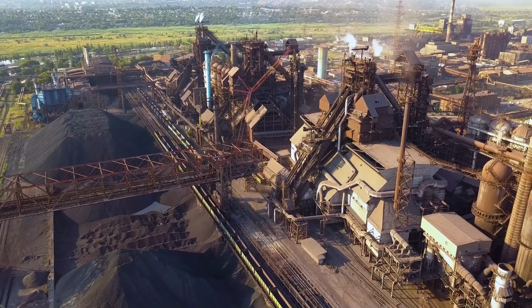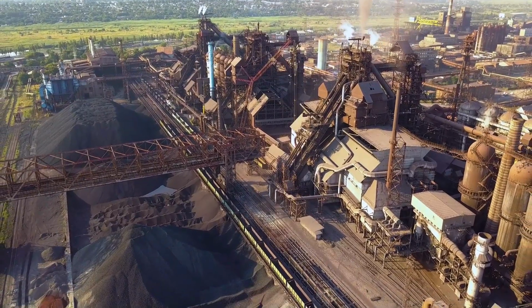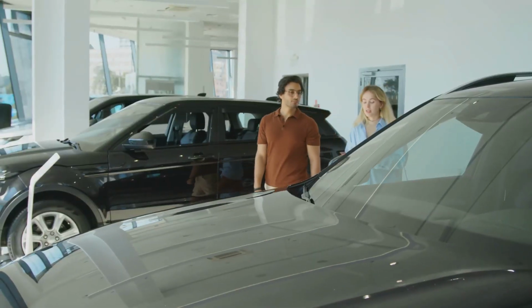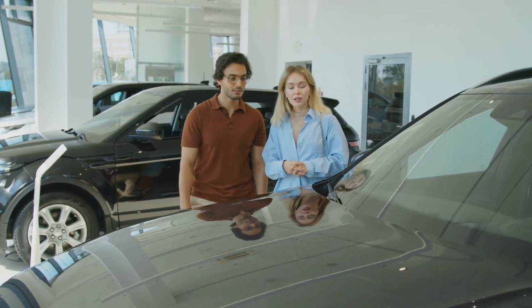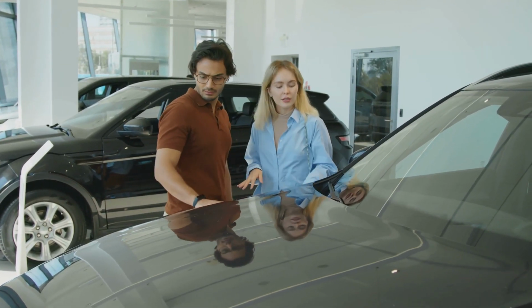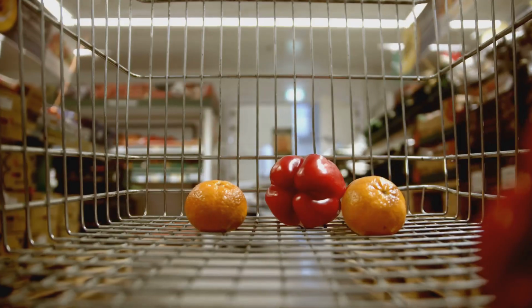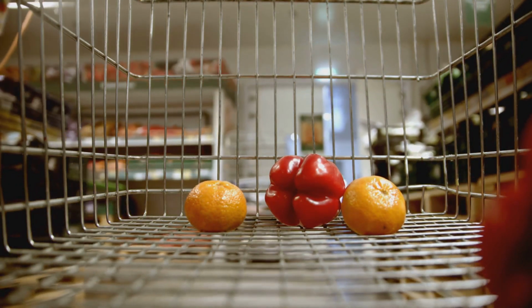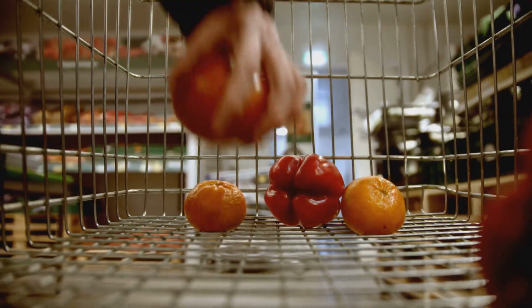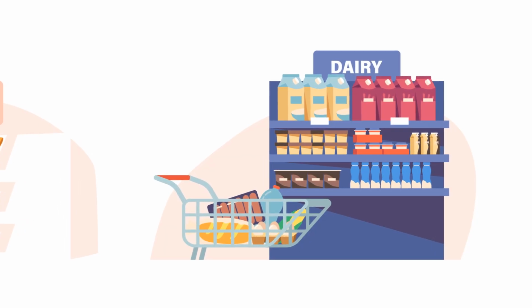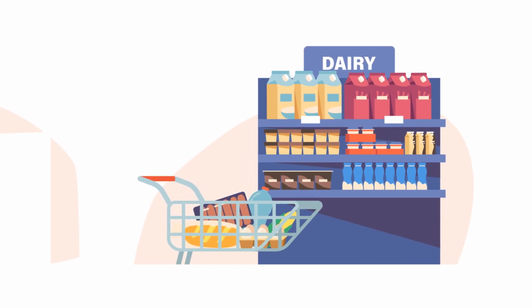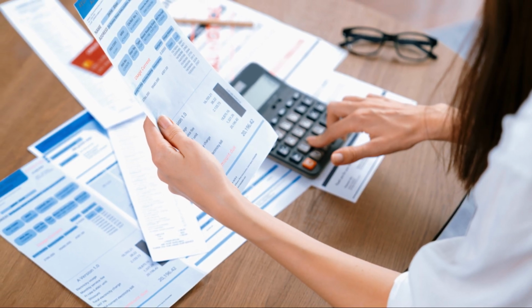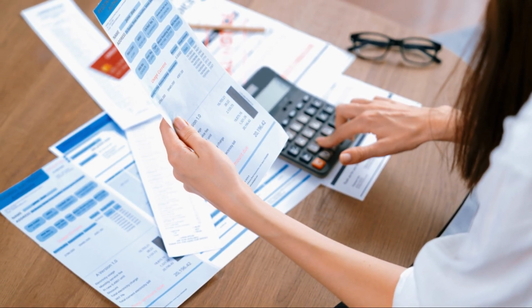For instance, the automotive industry saw a rise in the cost of raw materials like steel and aluminum due to tariffs. These increased costs were then reflected in the final price of cars, making vehicles more expensive for the average consumer. Similarly, in the grocery sector, tariffs on imported food items led to higher prices on supermarket shelves. Everyday essentials like fruits, vegetables, and dairy products saw price hikes, affecting household budgets. This was particularly challenging for families already grappling with tight finances.